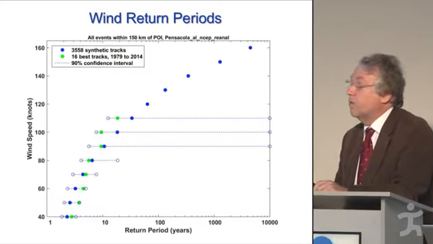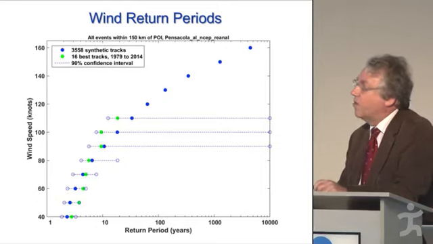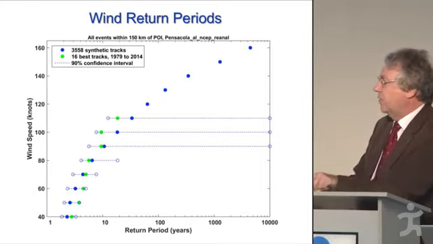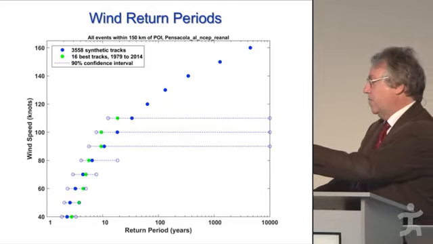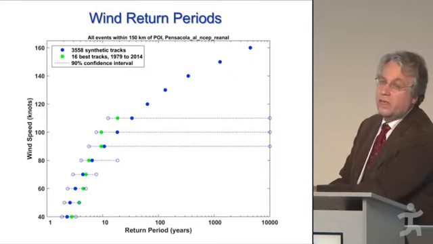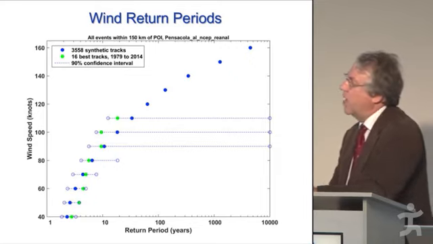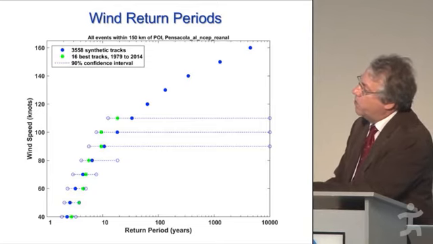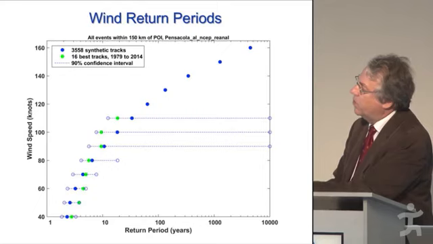We can look at return periods, which is just the average interval between events, as a function of how strong they are. So you read the return period off this axis and the strength of the winds at landfall off of this. This is for storms passing within about 100 miles of here. The green dots are what you could derive from historical data, and the blue dots are what you can derive from a fairly limited number of these modeled tracks.